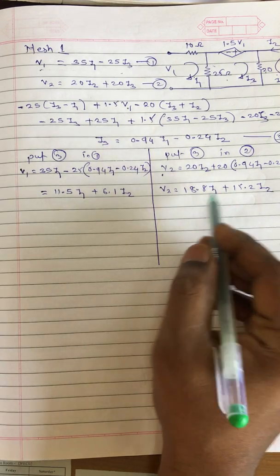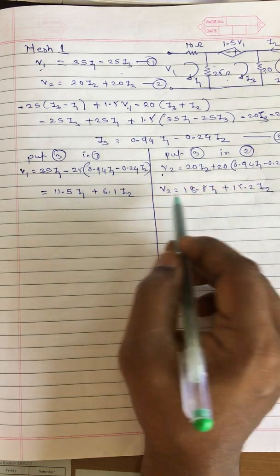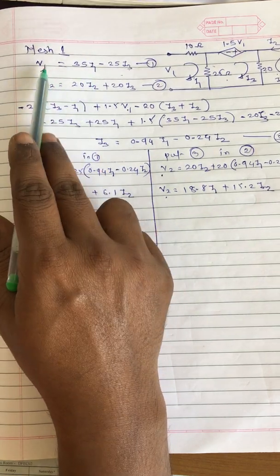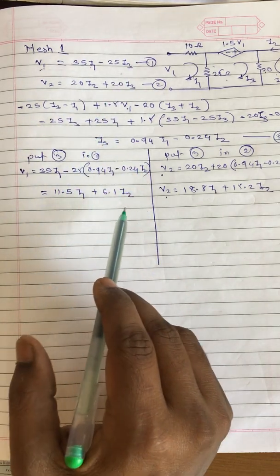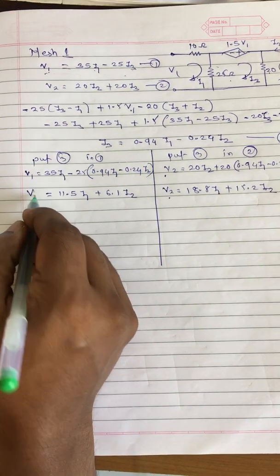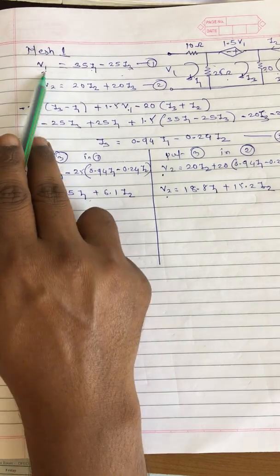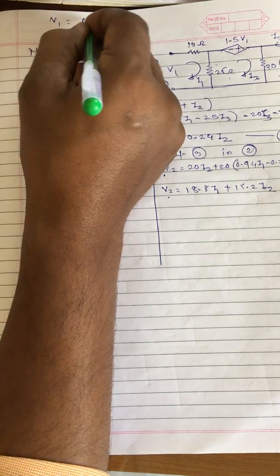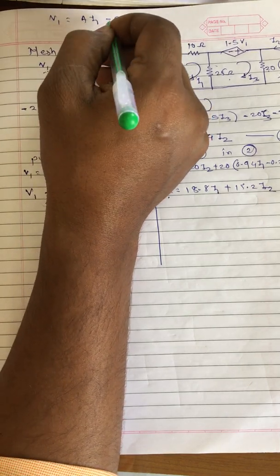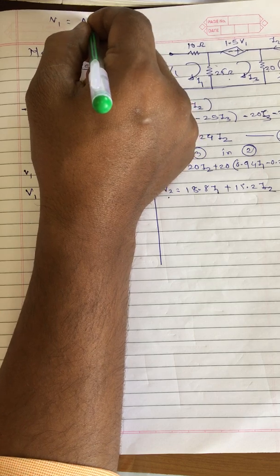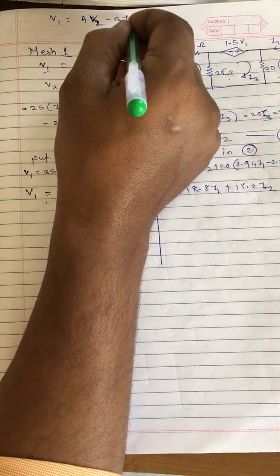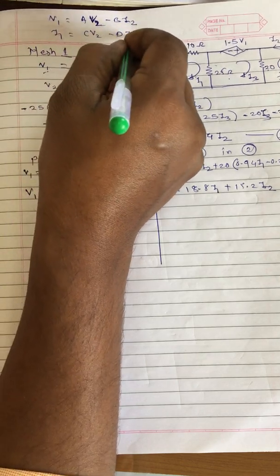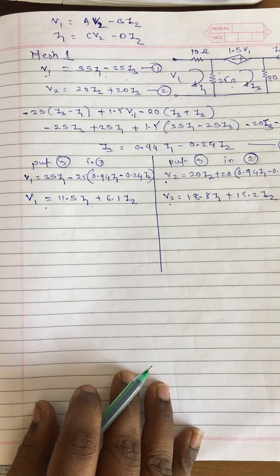Now see here, I1, I2 and V2. V1, I1, I2 are not of our interest. I have not written the equation. We want V1 in terms of V2, I2, and I1 equal to C V2 minus D I2. These are the equations.